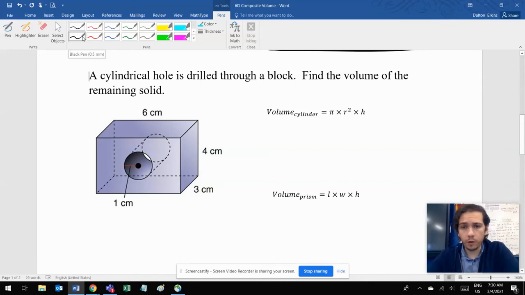This is another video where I'm going to go through a composite volume. A cylindrical hole is drilled through a block. Find the volume of the remaining solid.